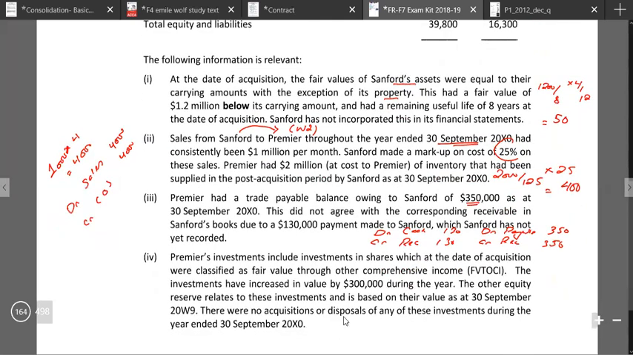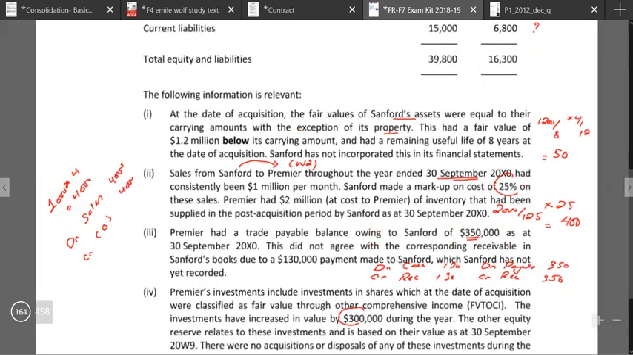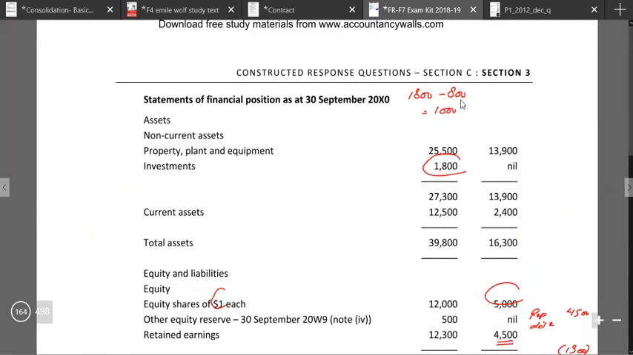Premiur's investments, including shares, which had the date of acquisition, were classified as fair value through other comprehensive income. The investment has increased in value by 300. So it's the gain of the parent, and it has increased by 300. The other equity reserve relates to these investments. It is based on their value. There were no acquisition or disposal. So if you remember, I have already told you that. So this 1800 contains 800 investment in subsidiary. The rest is the 1000, and we will be adding 300 into it, which is the gain of the parent, and it will be now 1300. So this will be the investment which we'll be consolidating.